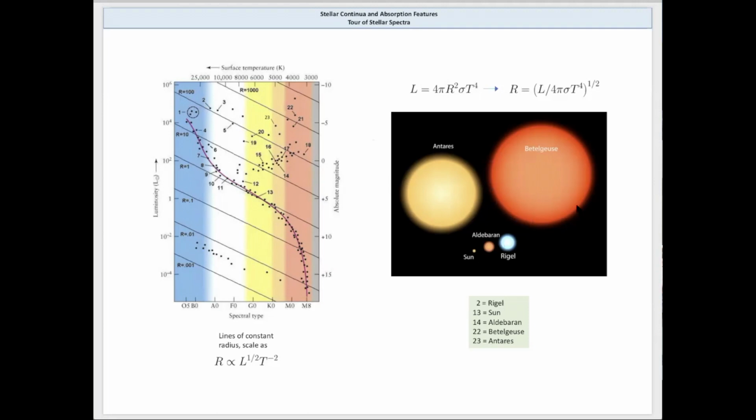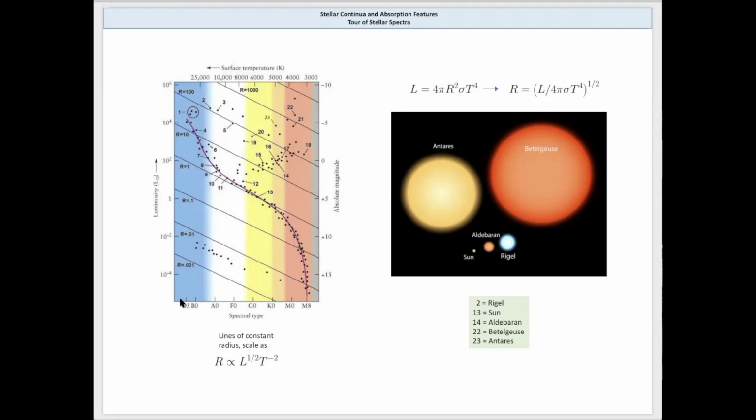Let's look at Betelgeuse. Number 22 here, up in the supergiant range of the HR diagram, and you can see that it's in the constant radius curve of 100 or 1,000. So relative to the sun, it's about 1,000 times bigger. I don't know who's seen this before, who hasn't, but there are these lines of constant radius on the HR diagram.